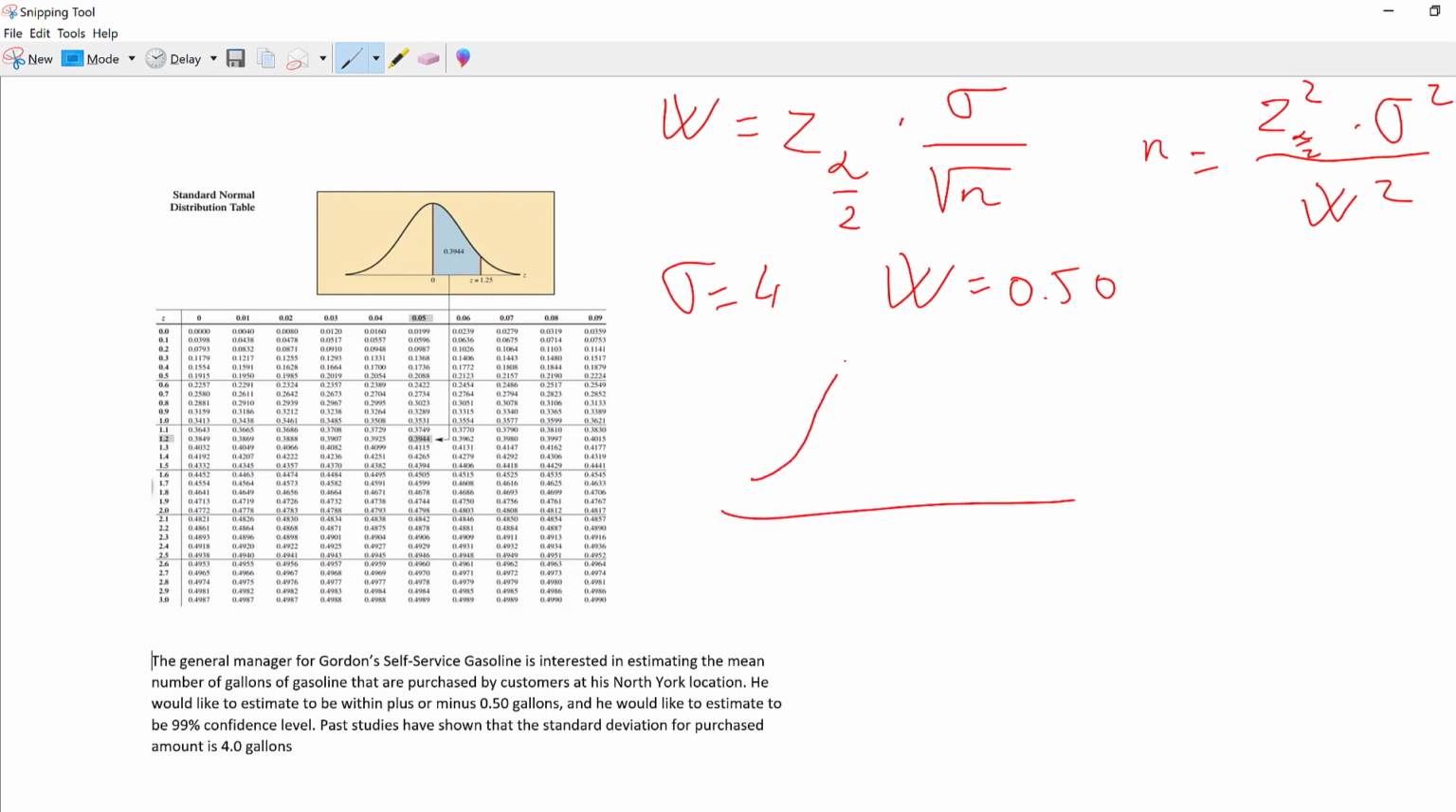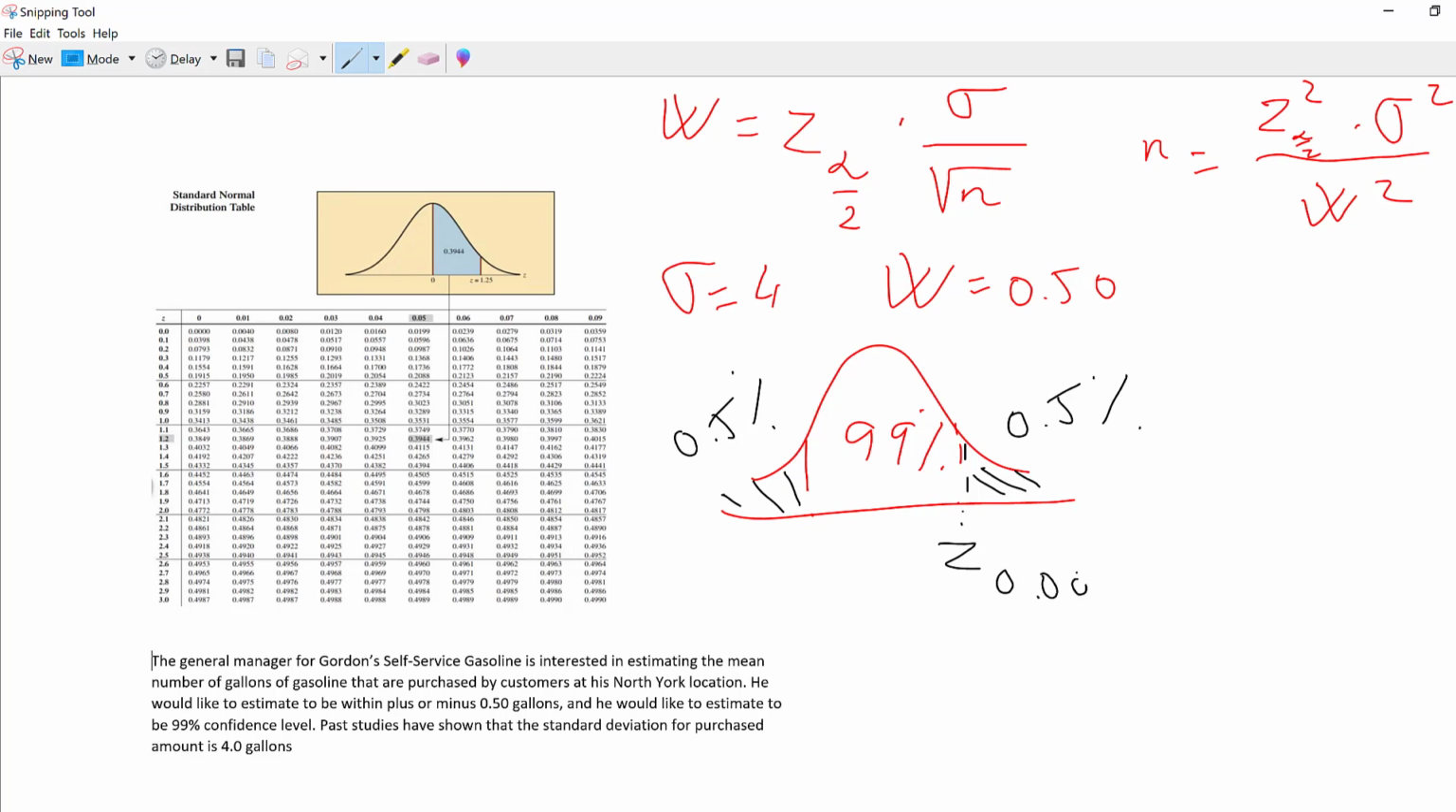So if we try to build that confidence level of 99%, that means the part that is not within our confidence level is 1%. Due to the perfect symmetry, we have 0.5% on the right side, and we have 0.5% on the left side. We are looking to calculate this critical value, this cutoff point z at 0.005.